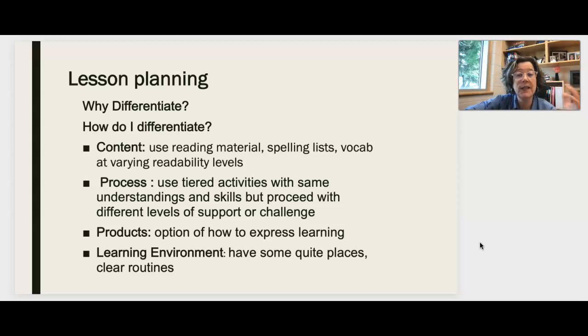So they can use tiered activities with the same understanding of the skills, but proceed with different levels of support or challenge. So you might have a whole bunch of tiered activities, but maybe your beginning students, you have to say, okay, I need you to get to tier 3. And maybe your achieving students, you say, I need you to get to tier 6, and your exceeding, I need you to get to tier 10. And that's just the way it is.